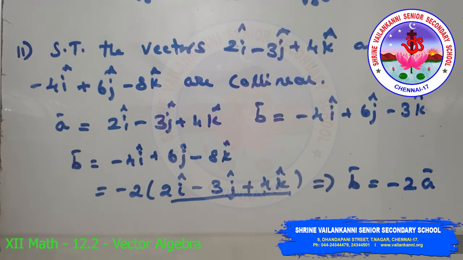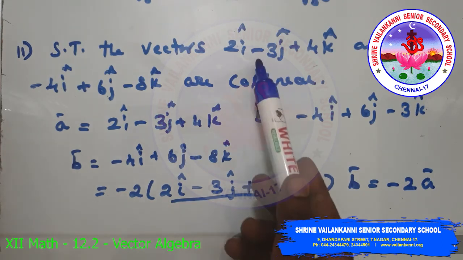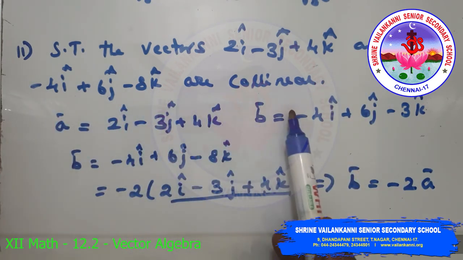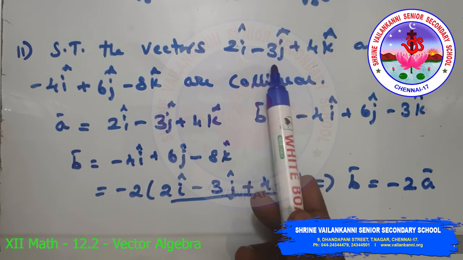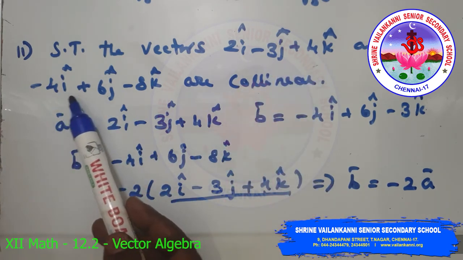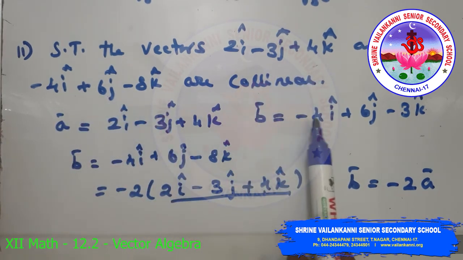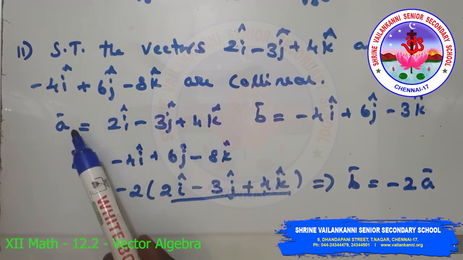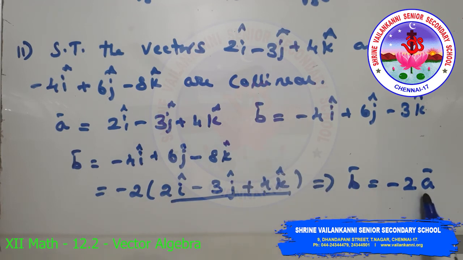11th question. Show that the vectors 2i minus 3j plus 4k and minus 4i plus 6j minus 8k are collinear. Let a equal to 2i minus 3j plus 4k and b equal to minus 4i plus 6j minus 8k. I am writing b equal to, taking minus 2 out, we get minus 2 into 2i minus 3j plus 4k, which is nothing but a vector. So b equal to minus 2 into a, which is in the form of b equal to lambda a.